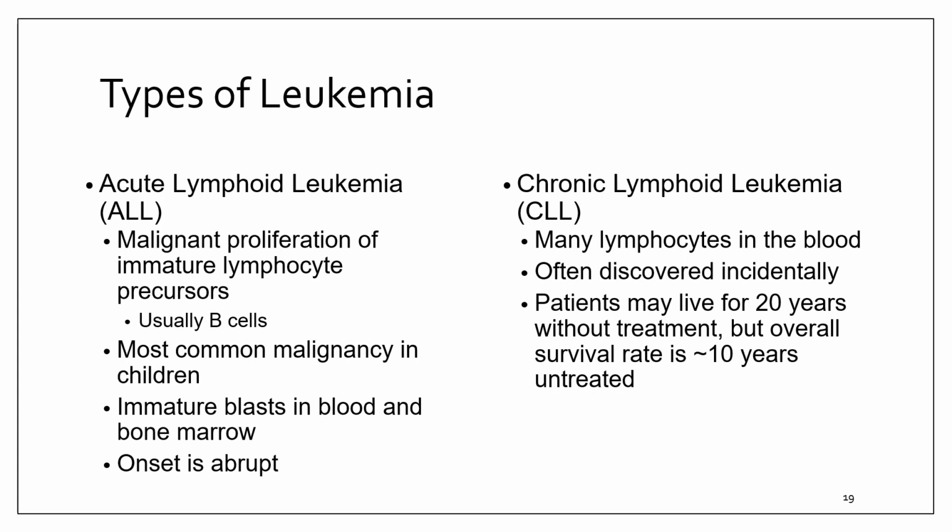Okay? CLL is slow, very slow. Patients may live 10 to 20 years. Many never require immediate treatment. The average untreated survival is approximately 10 years. So while it's malignant, it behaves more like a chronic condition. Okay?